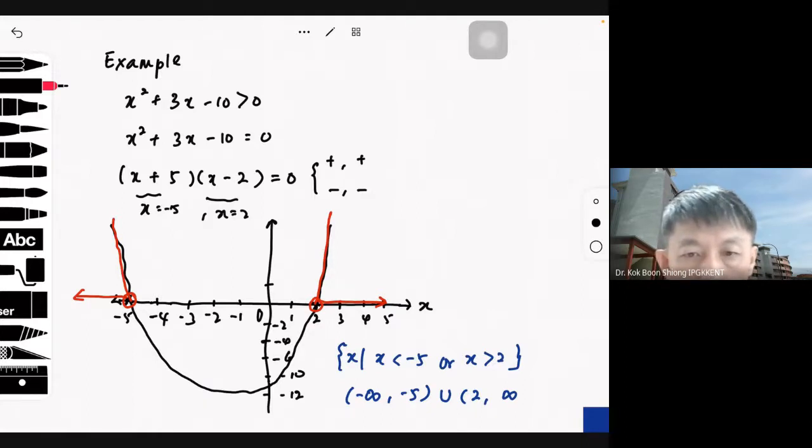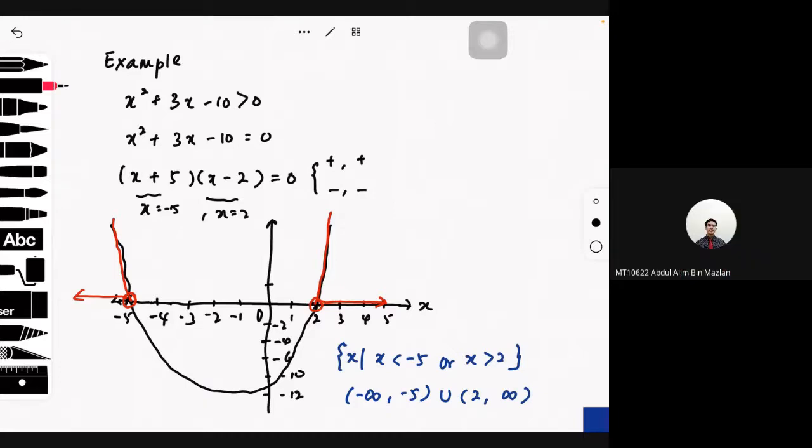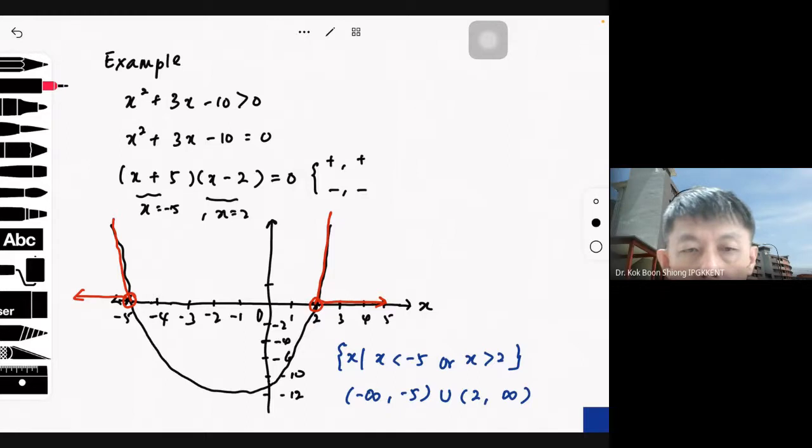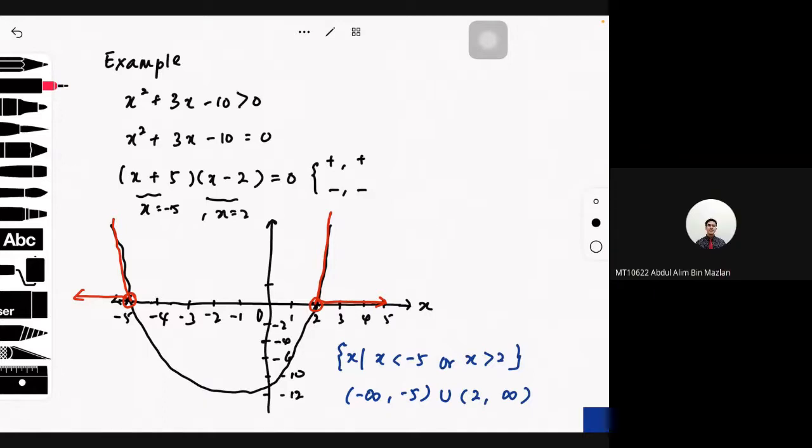Can you see the last symbol? It's quite slow. Any questions? No, Doctor.